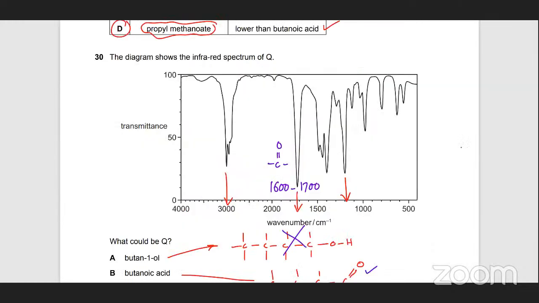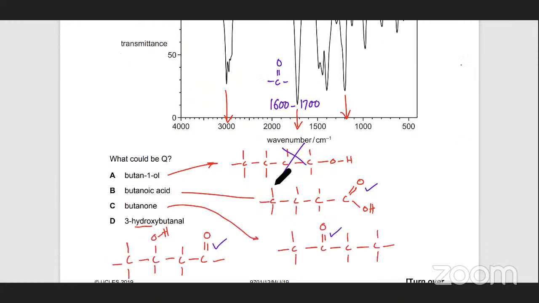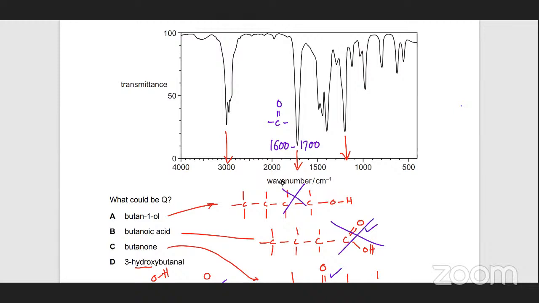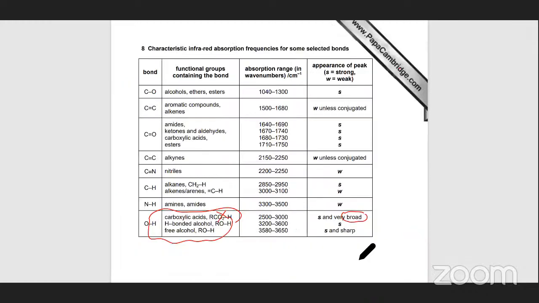So the carboxylic acid was one of the options that we had. So I'm going to get rid of the carboxylic acid. You can't have an OH in the carboxylic acid because it has a strong and broad absorption around the 3000 mark. You don't have a broad absorption here. A broad absorption is a very wide absorption. So that's not happening. So that is gone.